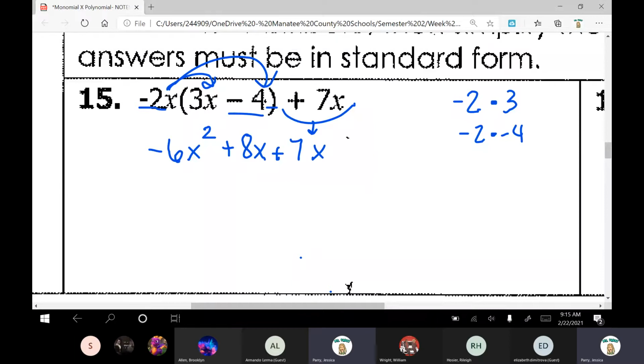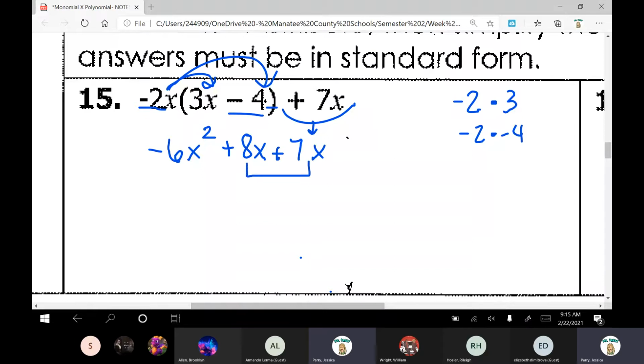Can we combine anything here? Is there anything that we can combine? Anything in the same family? I'm going to give you a hint. The answer is yes. So just tell me, what should I combine? What and what can I put together? What's in the same family? I see someone's typing. 8x and 7x. Perfect. These are in the same family.